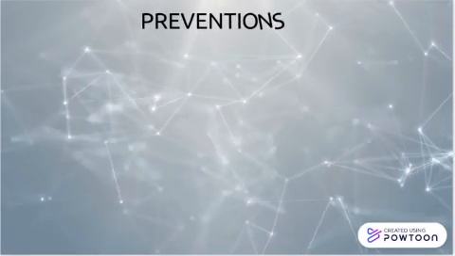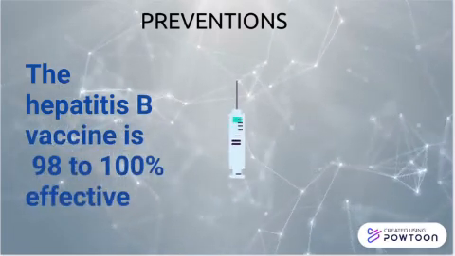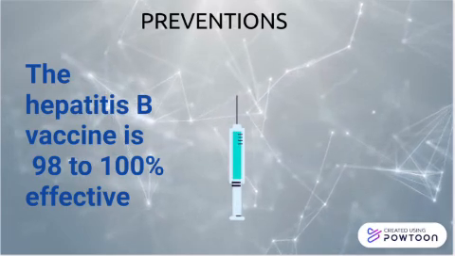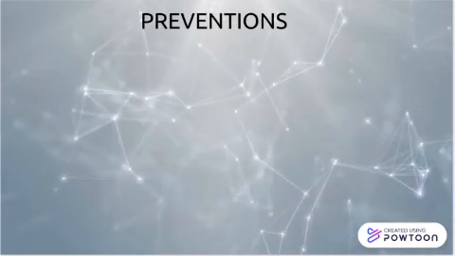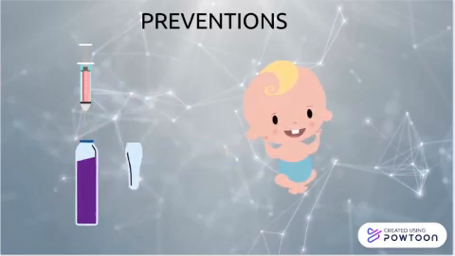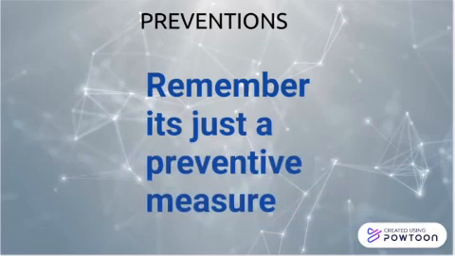In terms of prevention, safe and effective vaccines that offer 98 to 100% protection against hepatitis B are available. The World Health Organization recommends that all infants receive the hepatitis B vaccine within 24 hours after birth. This dose is an effective measure to reduce transmission from mother to child, but remember it's just a preventive measure.